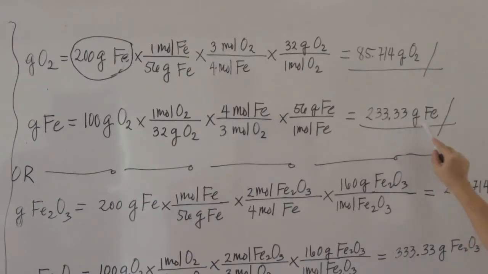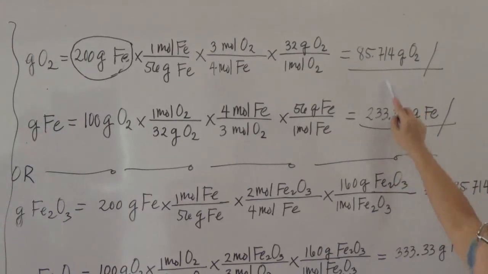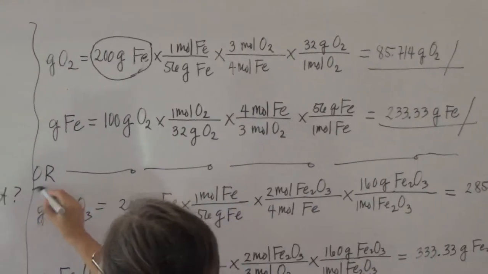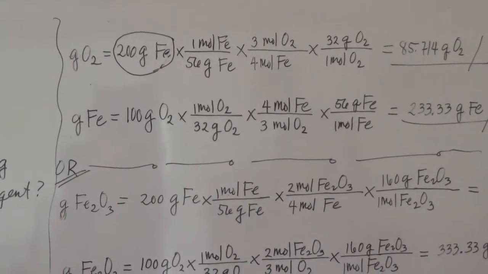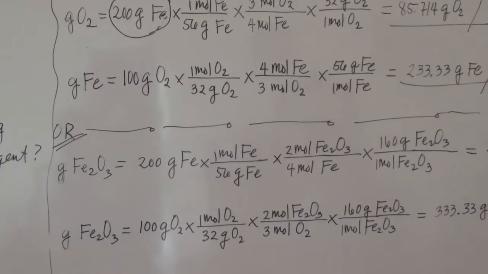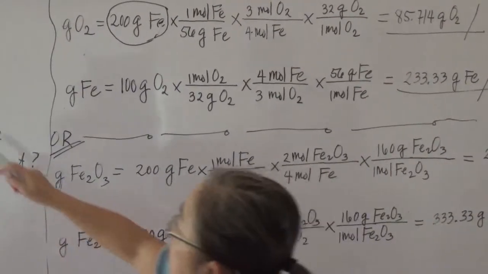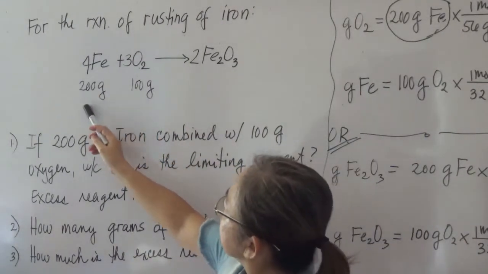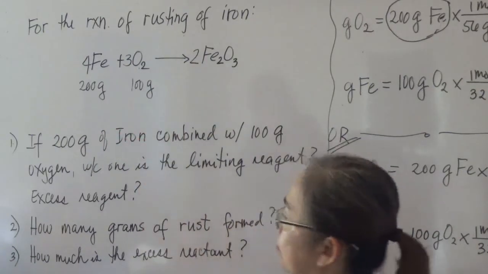So therefore, iron is limited. Okay, so basing on this computation, you would be able to know that iron is the limiting reagent and oxygen is the excess reagent. Or you can have also the other method: you can compute the amount of the product, the amount of ferric oxide that will be produced separately by the 200 grams of iron and 100 grams of oxygen.